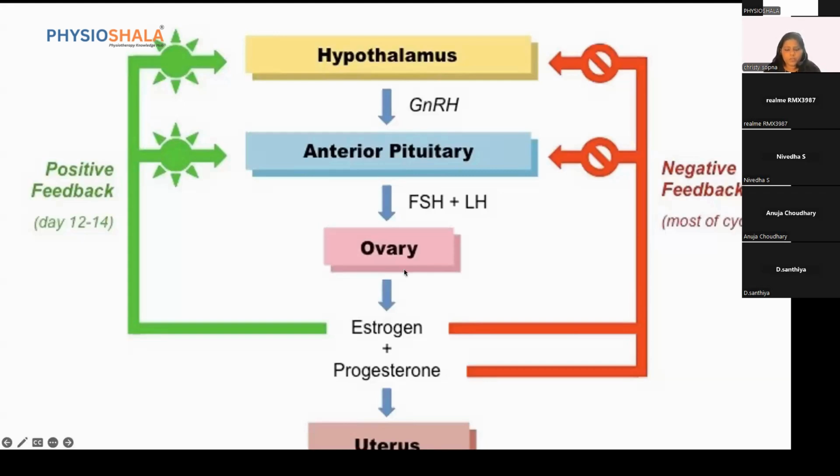From the ovary, it will start producing estrogen and progesterone, and it will have its impact on the uterus. This is known as the HPO axis, that means the hypothalamus, pituitary, and ovary axis. So menstrual irregularity may happen if any one of these points gets affected.